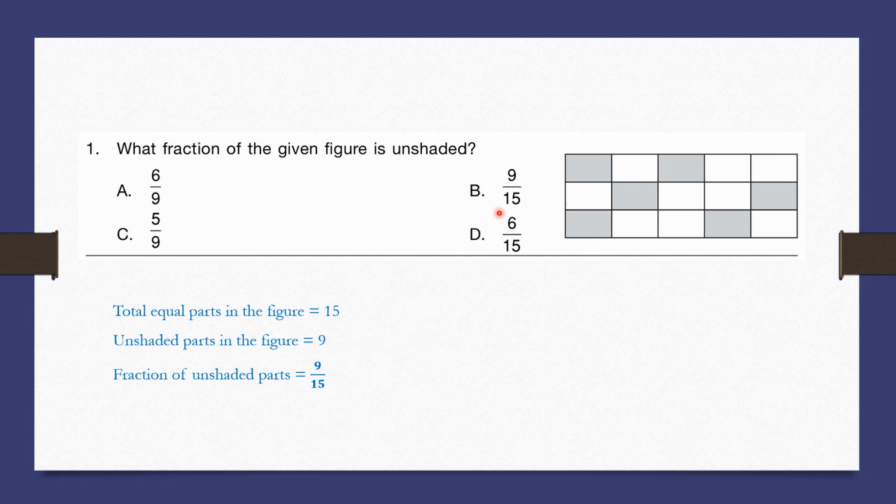Now let's count how many parts are unshaded. So 1, 2, 3, 4, 5, 6, 7, 8, 9. So 9 out of 15 parts are unshaded. So the fraction of unshaded part is 9 by 15. So our answer is option B.